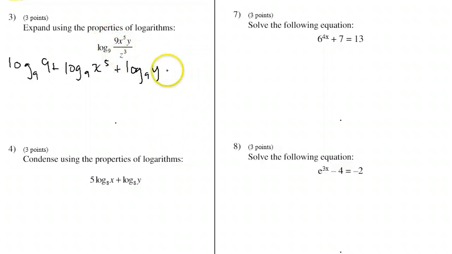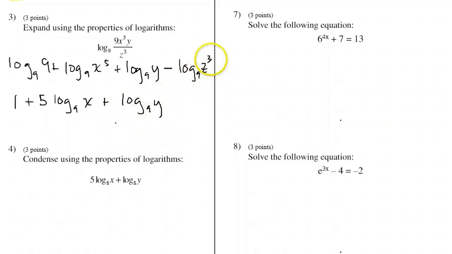And then since I'm dividing by z to the 3rd, division expands into subtraction. So I have log base 9 of z to the 3rd. Then all these exponents, we can just move to the front of the logs. Also, since we happen to know what log base 9 of 9 is, right, the exponent of 9 that gives it itself is 1, we can just put a 1 there. So this is 1 plus, pop this 5 out into the front, so it's 5 log base 9 of x plus log base 9 of y, and then minus 3 log base 9 of z. And there's your answer.